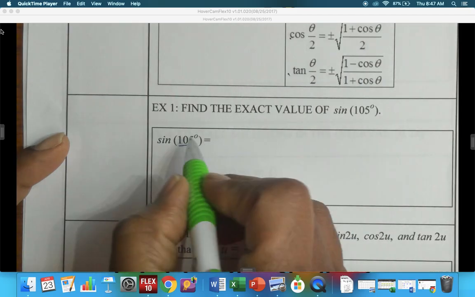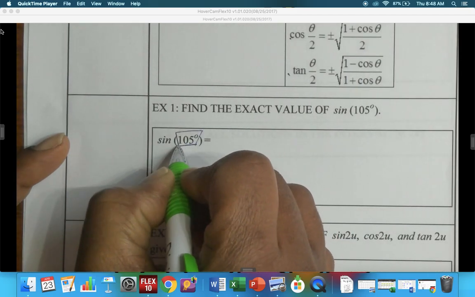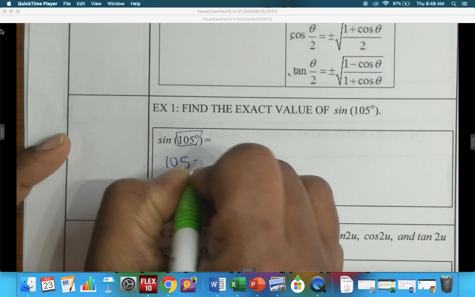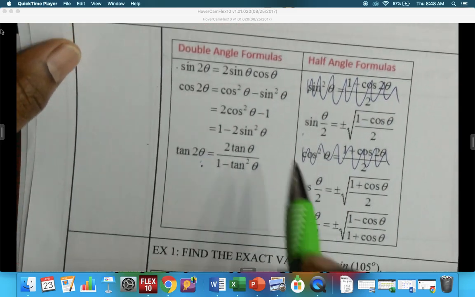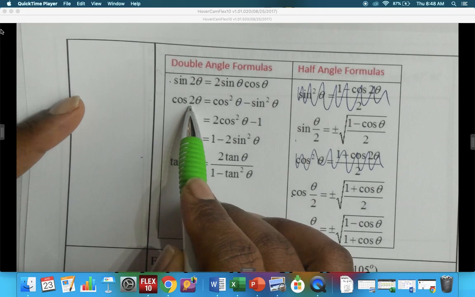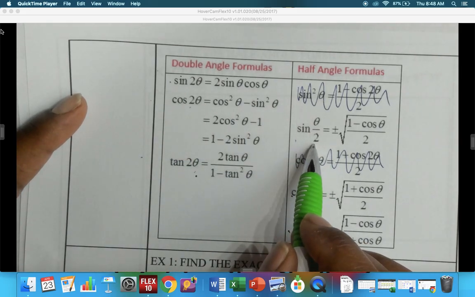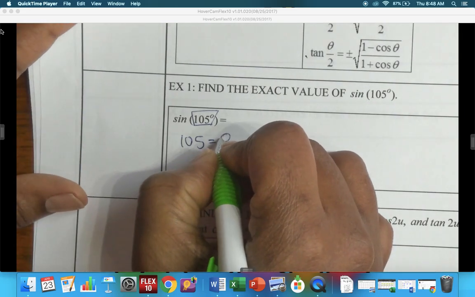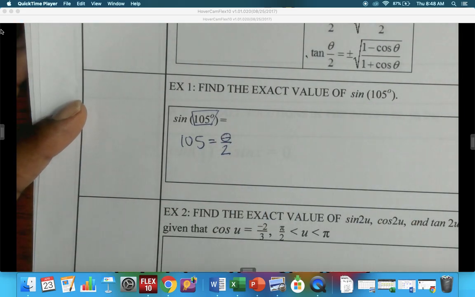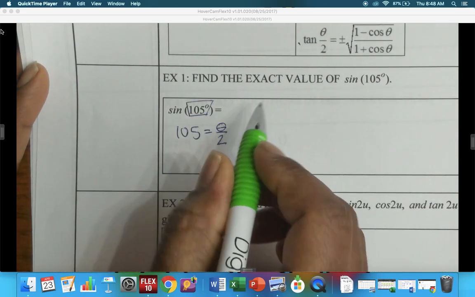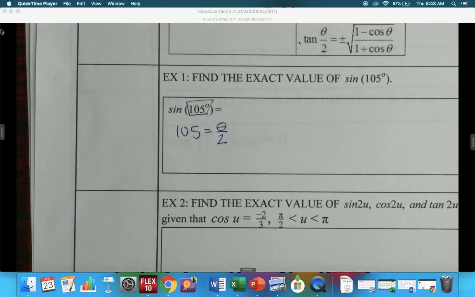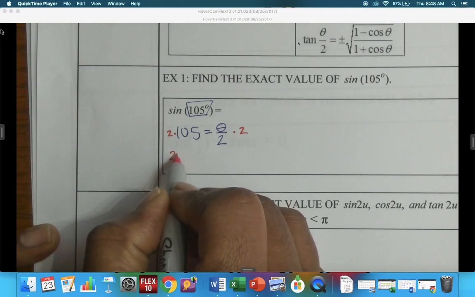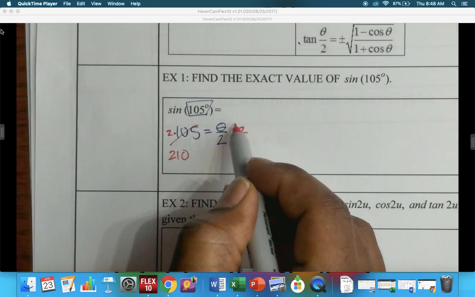But if not, we could always take the angle that we're given, which is obviously not on the unit circle, and set it equal to either 2 theta, if we think we're going to use a double angle formula, or theta over 2. So if I set it equal to theta over 2 and solve for theta, I'd have to multiply by 2 on both sides. All right, so I get 210 equals theta.